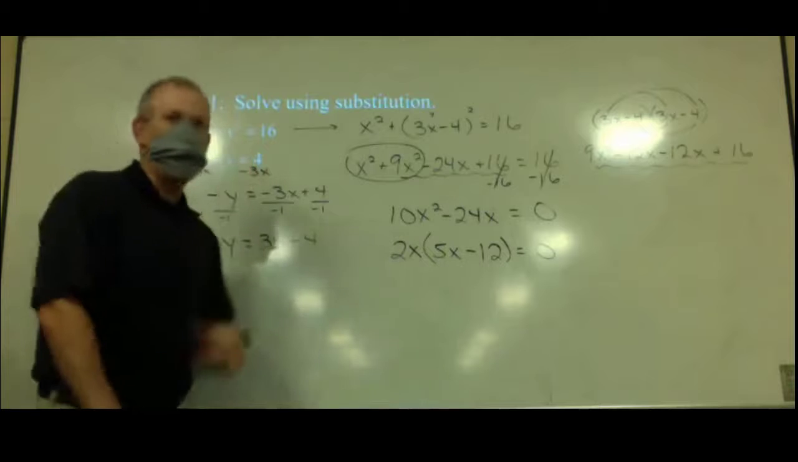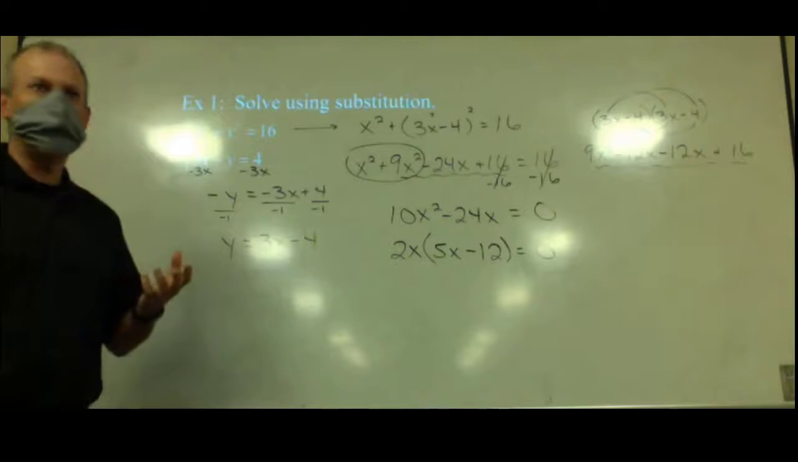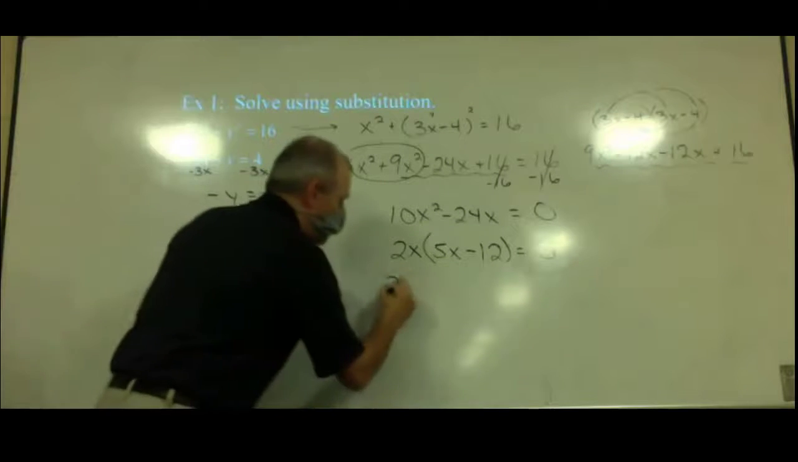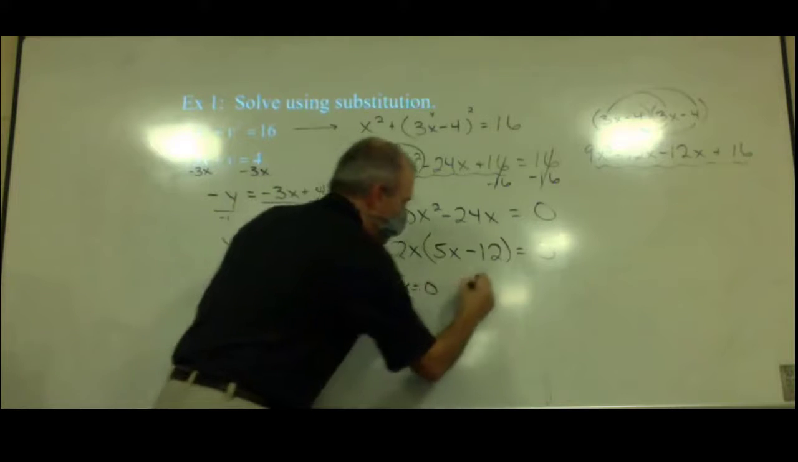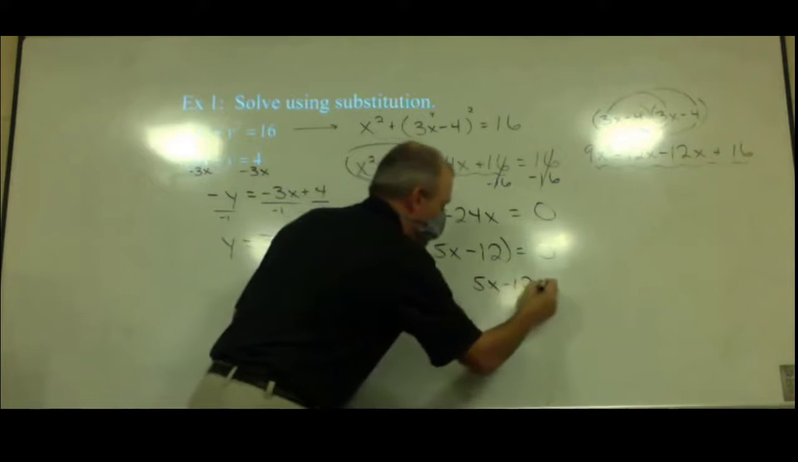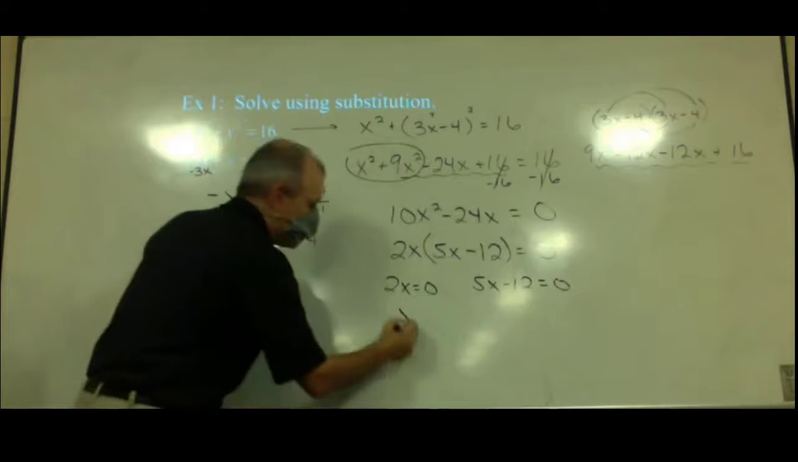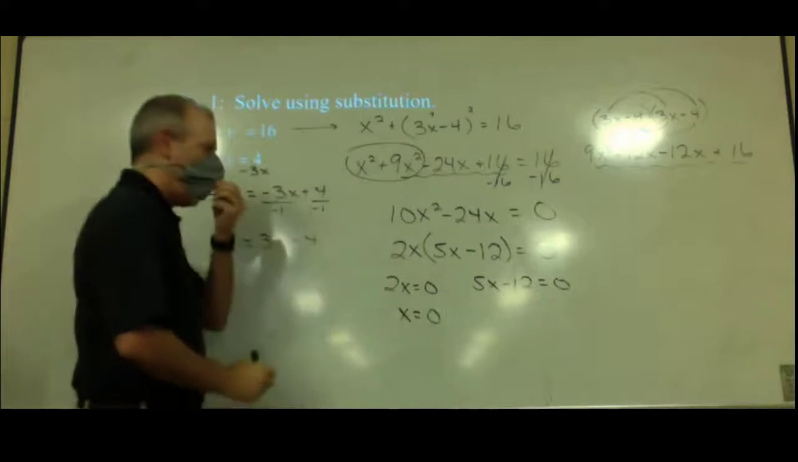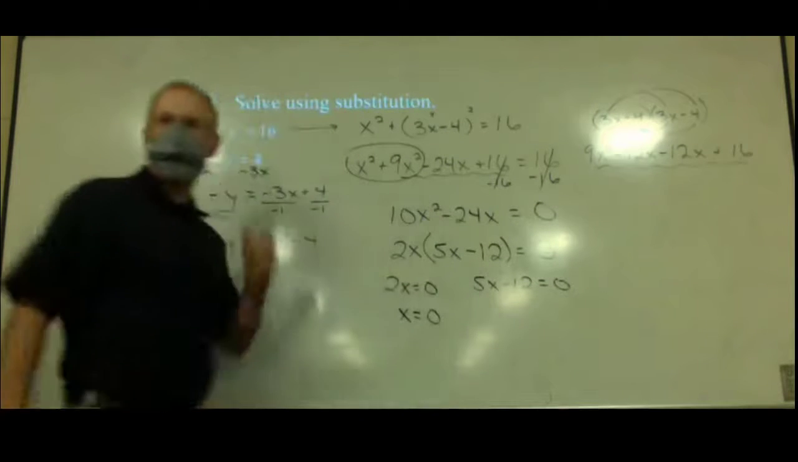Okay? So now what do we do with the two factors? Yeah, so we've got 2x equals 0. We've got 5x minus 12 equals 0. This one's easy, just 0. This one takes a couple of steps. What do we have to do there?